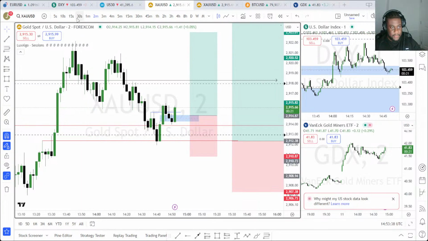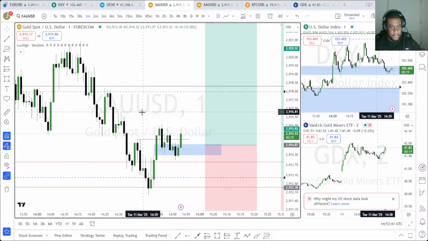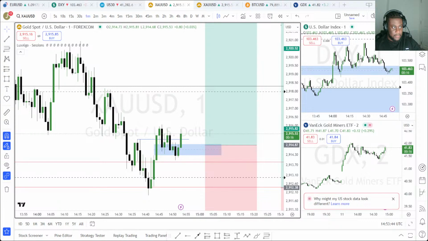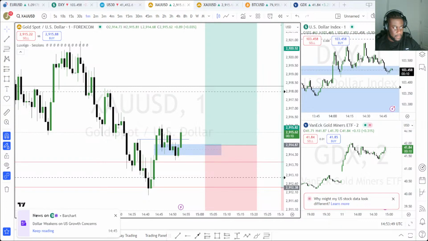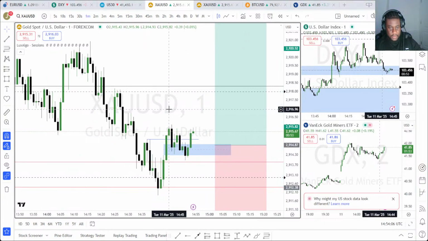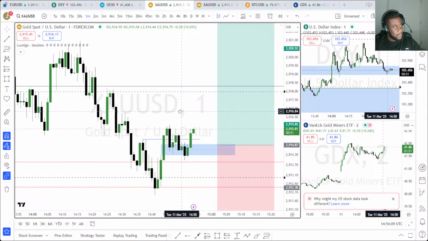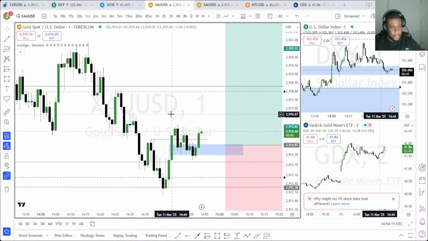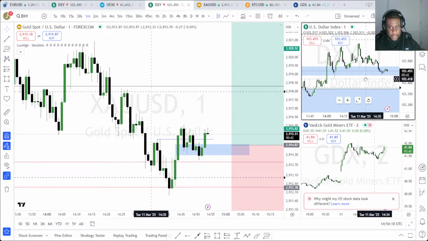Alright, so we're getting a nice little decent push up from the area now. What is this? 400. All right, this is looking a lot better now, guys. It is looking a lot better. I want to see us start spreading higher.